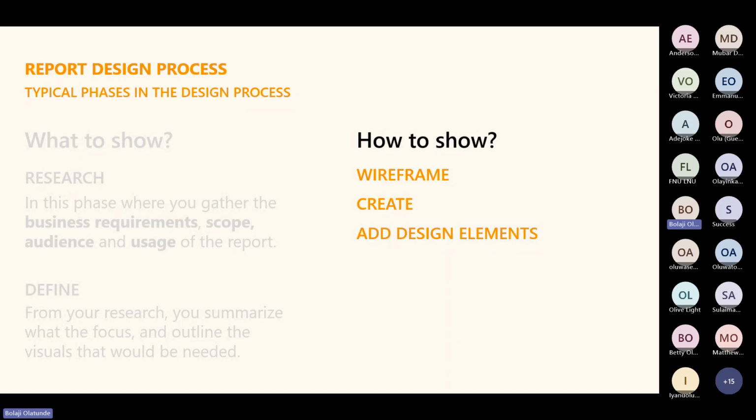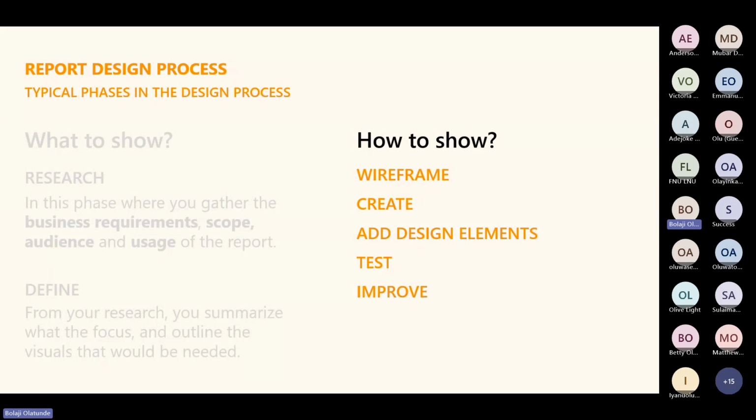Then you test it, right? You design something, you give your report user a version 0.1 and say, hey, I've taken your requirement, this is what I think you want. Test it, give me your feedback. Does it meet your needs? Is there something that doesn't make sense? And then once you've tested, take that feedback and improve your report, and then you continue the process, right? So this is the process of deciding the how to show: wireframe, create, add design elements, test, get user feedback, and improve.